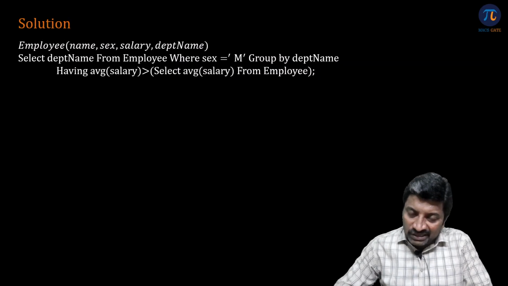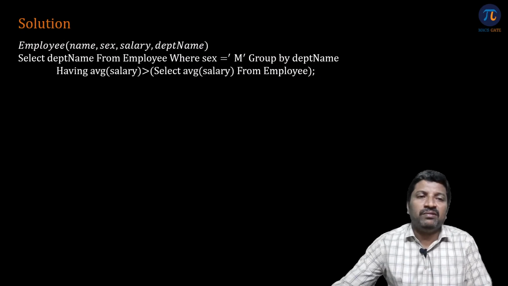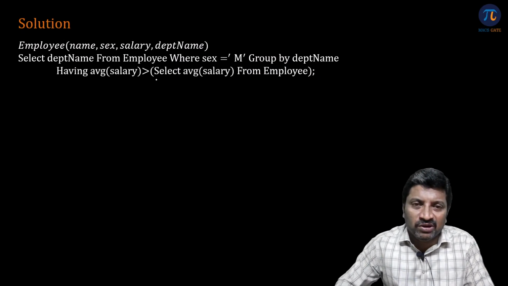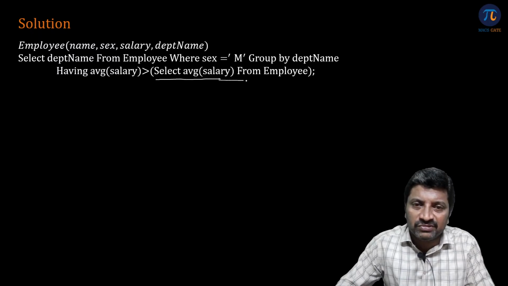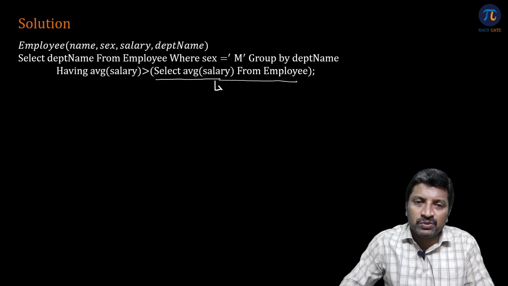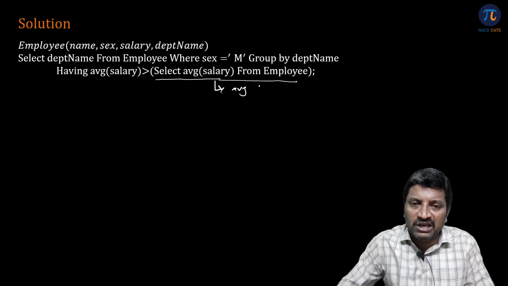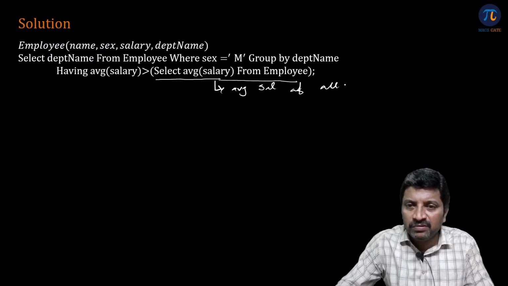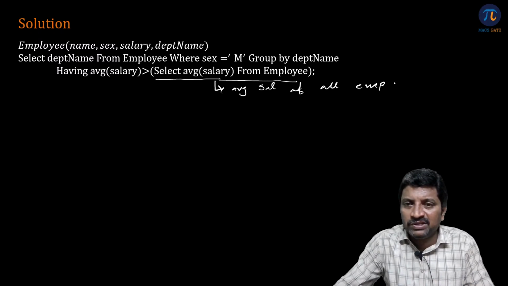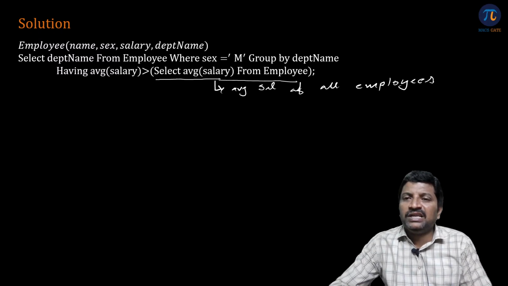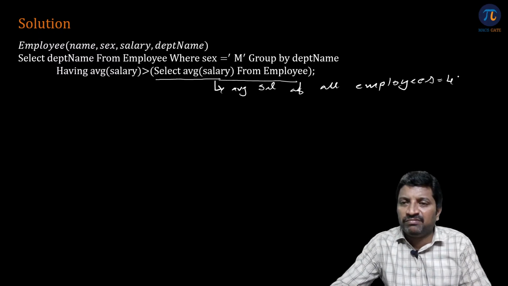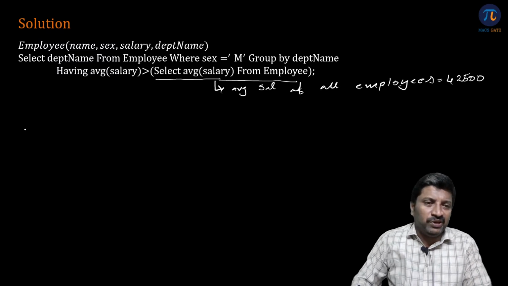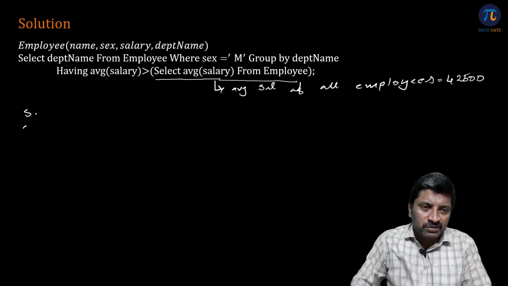Let me go to the next slide. First look at this. You are finding the average salary of all employees from employee. Let us assume for our convenience it is some 42,500. So the same query you can replace like this.